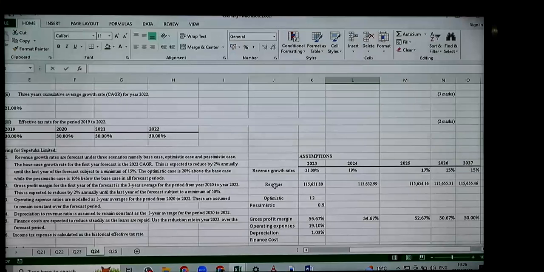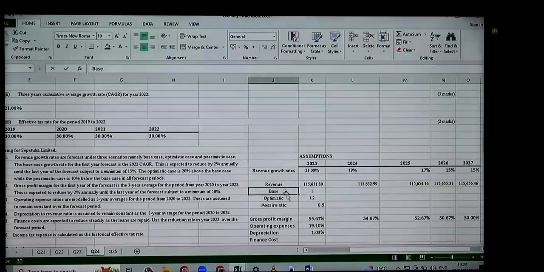And this one, so our revenue for 2023, we'll take the revenue of 2022 times 1 plus the growth rate in 2023. For 2024, the revenue in 2023 times 1 plus the growth rate in 2024. That way, up to the last year of the forecast. We come to the optimistic case is 20% above. The pessimistic case is 10% below. So the base case, maybe here is where you didn't see the base case. The base case will be like 1 or 100%, isn't it? Let me put them in the middle there.